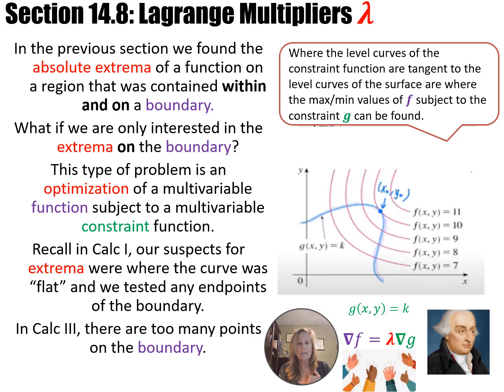But what he proved is that where they share a tangent, the level curves of the surface and the constraint, where they share a tangent, that's going to be the maximum, not overall, but the maximum, that is the highest value of f, given that that point has to lie on the constraint. The domain x and y have to satisfy the constraint. Okay, pretty cool.